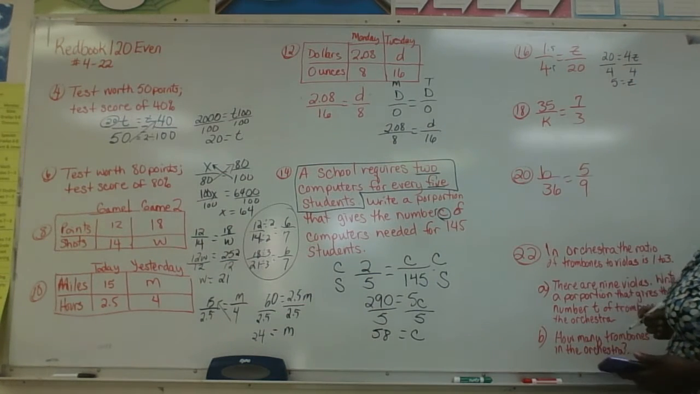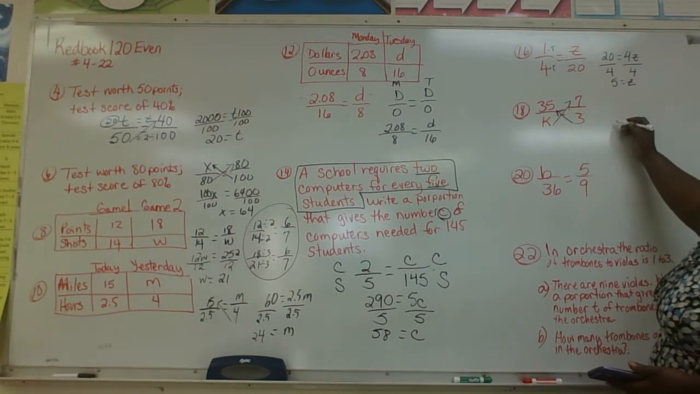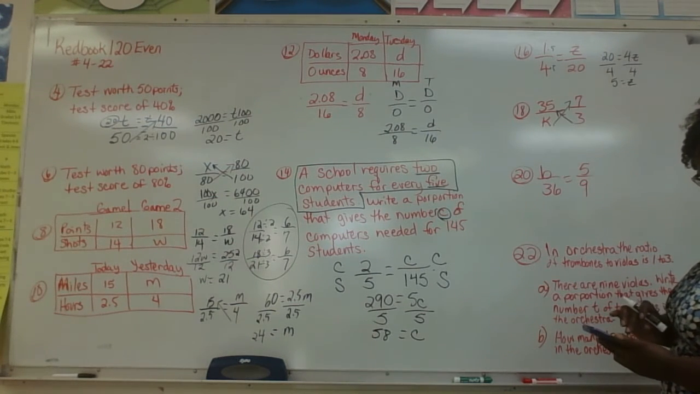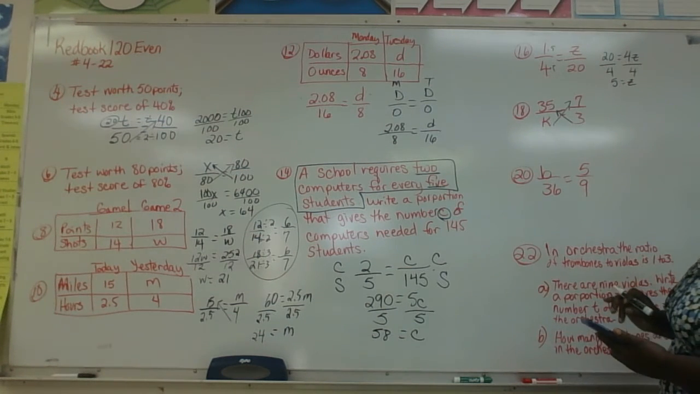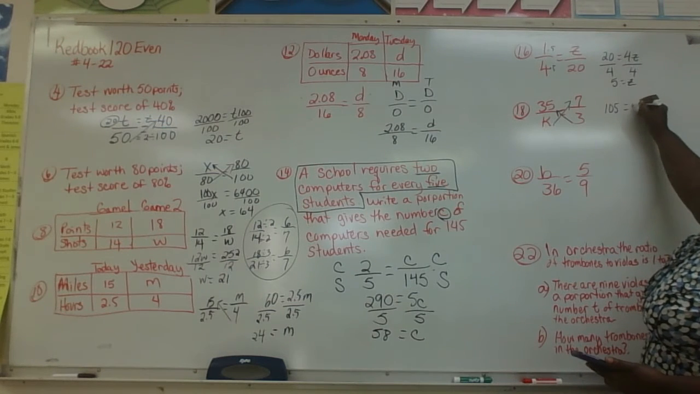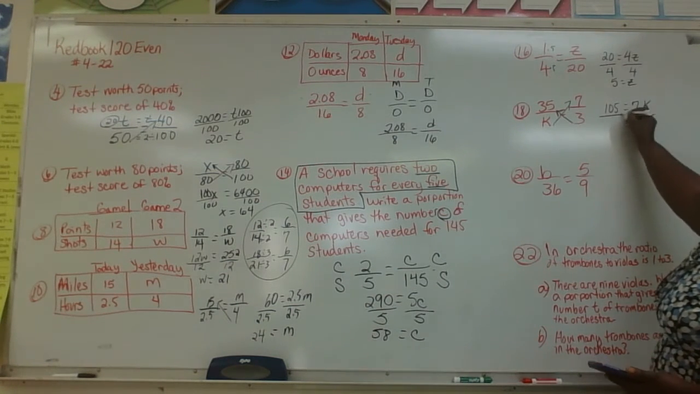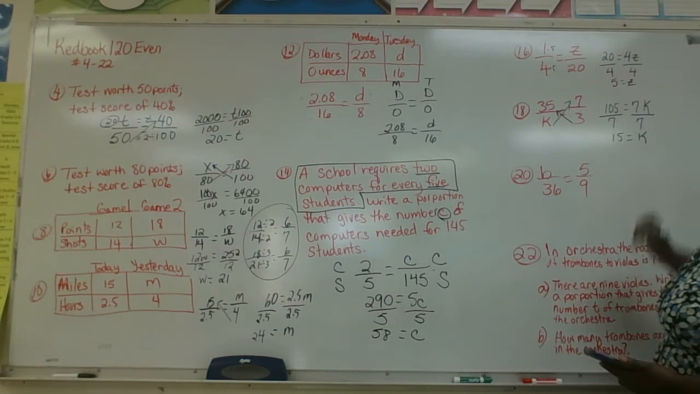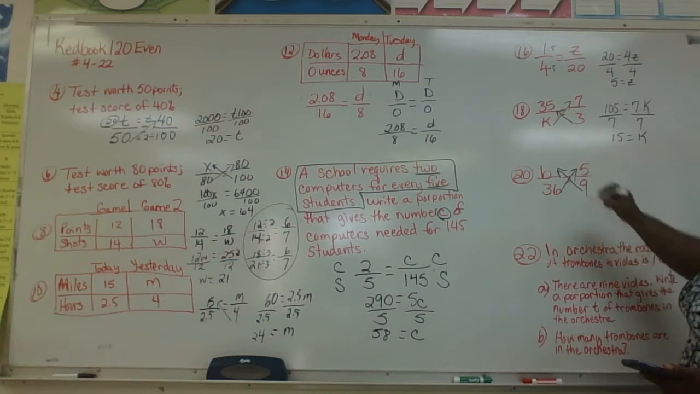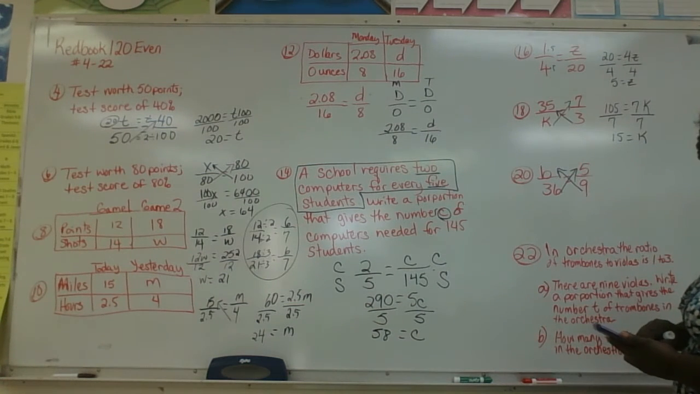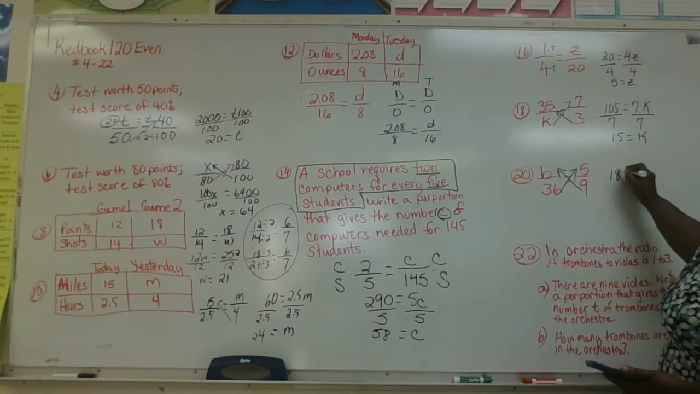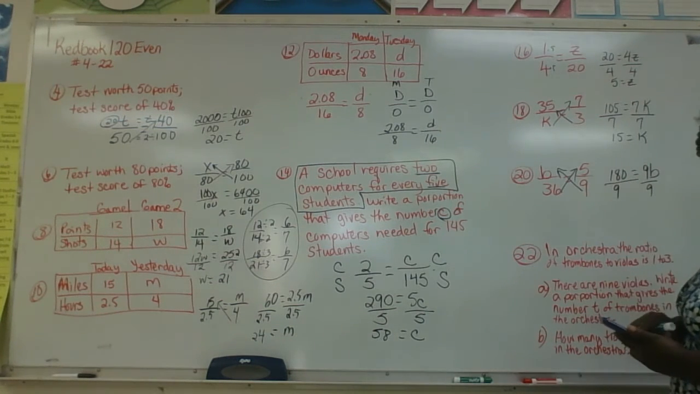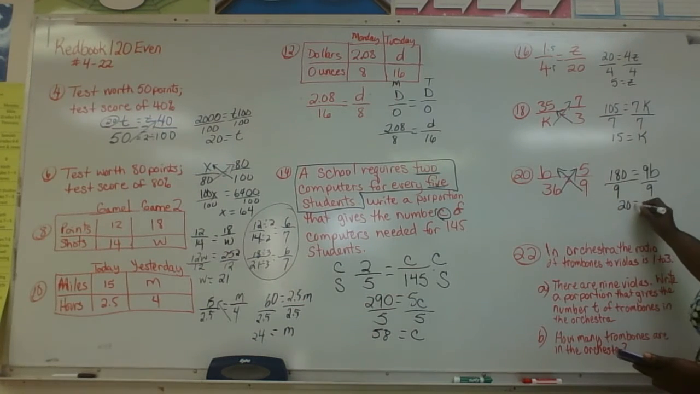Okay, here, same concept. We can cross product here, and we have K times 7. All right, 3 times 35 is 105 is equal to 7K. All right. Isolate K by dividing both sides by 7. And therefore, 15 is equal to K. Same concept here. We can cross. All right. And therefore, we have 180 is equal to 9 times B, which is 9B. Isolate. And therefore, 20 is equal to B.